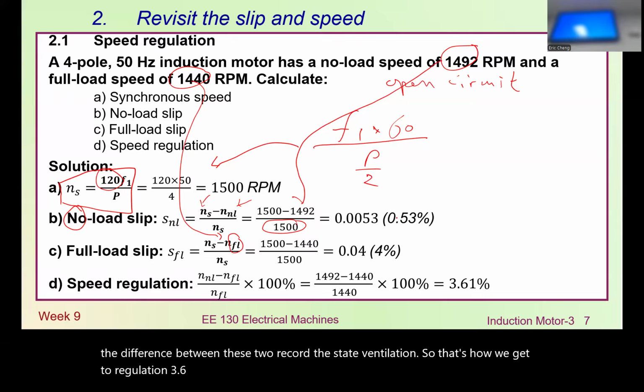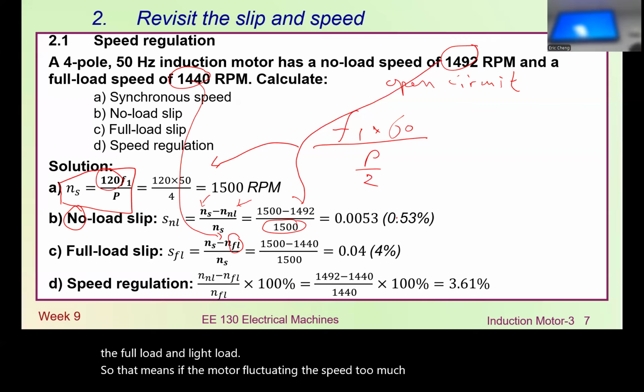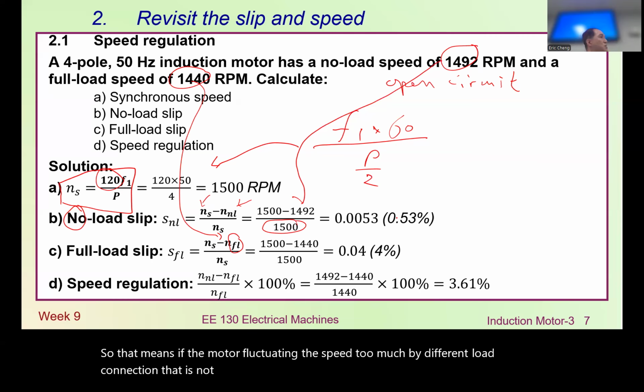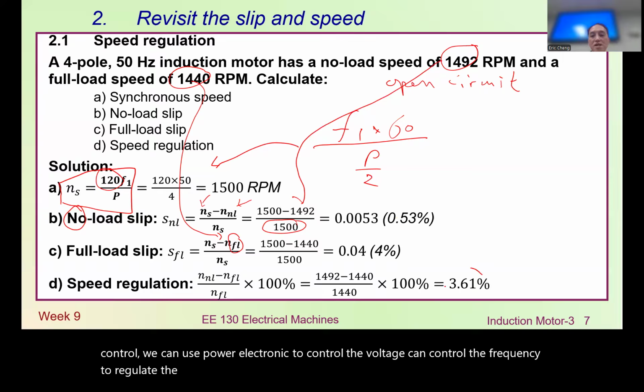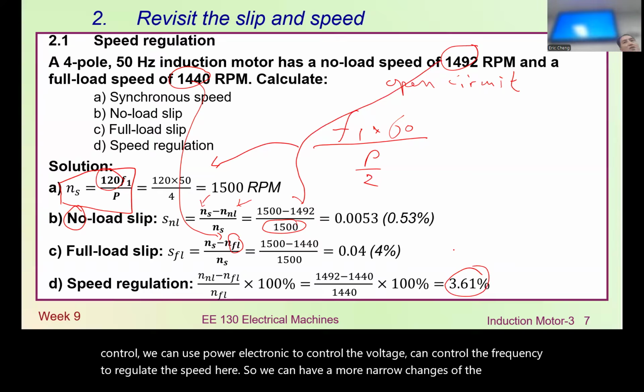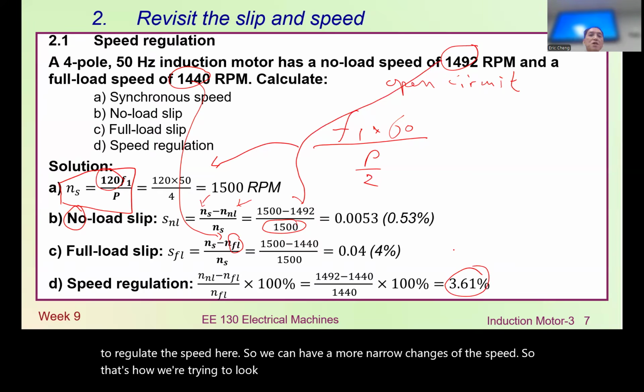So usually for a motor, we don't want too much variation between the full load and light load. If the motor's speed fluctuates too much with different load connections, that's not good for the motor. Of course, in terms of motor control, we can use power electronics to control the voltage and the frequency to regulate the speed. So we can have a narrower change of speed. So this example just shows you how we understand more about speed regulation.